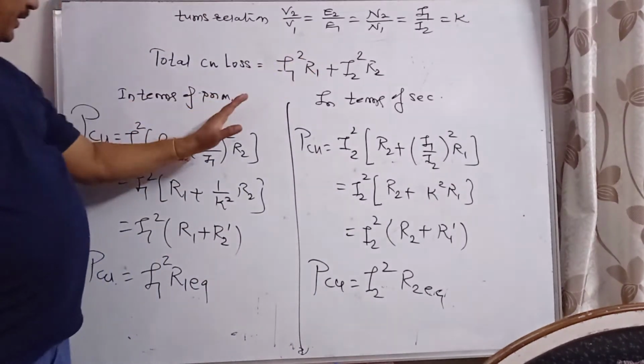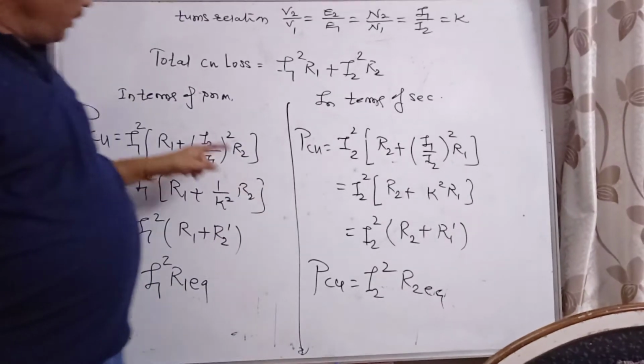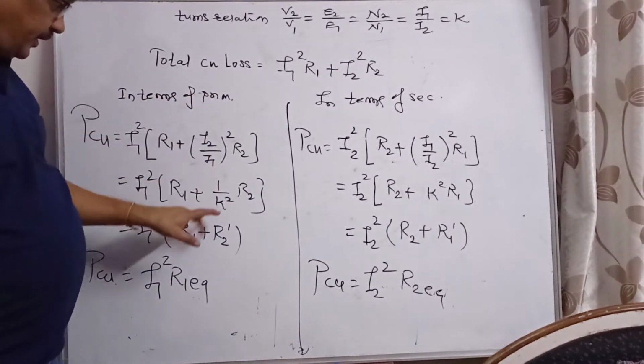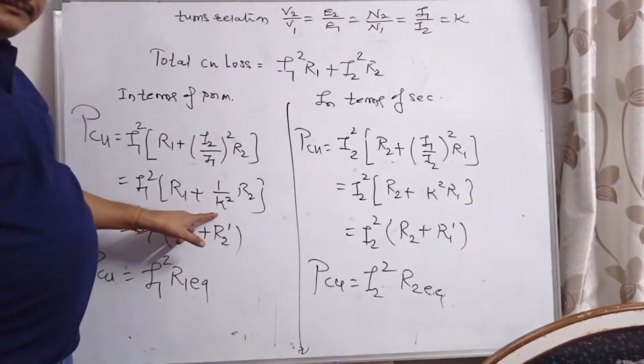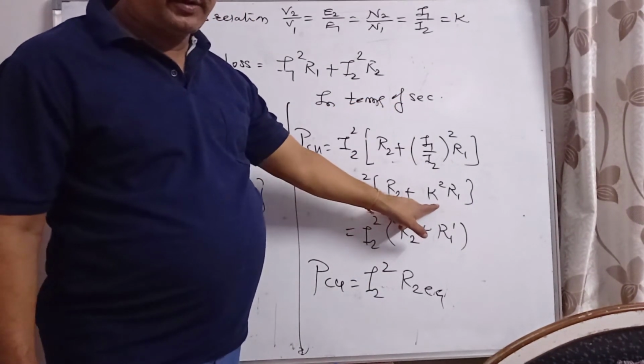Here I have transferred it in primary. Here I have transferred it in secondary. Note it down: while transferring to primary, it is divided by K square. While transferring to secondary, it is multiplied by K square.